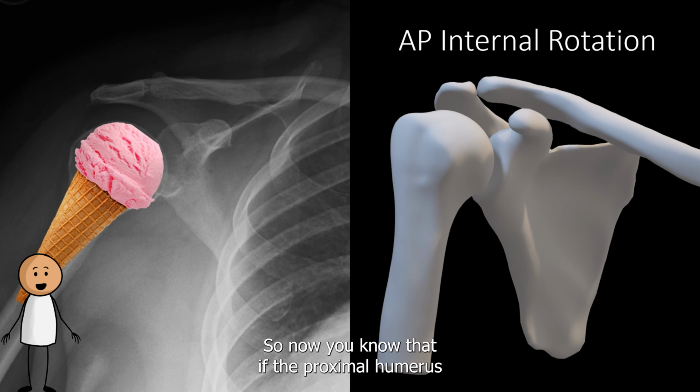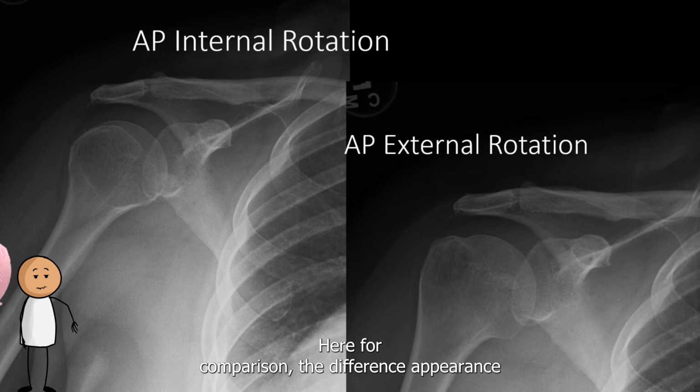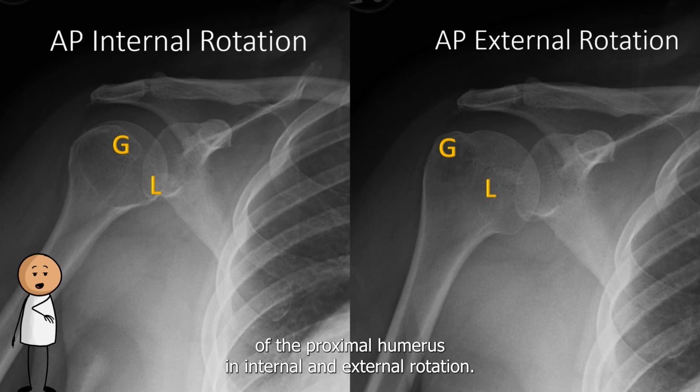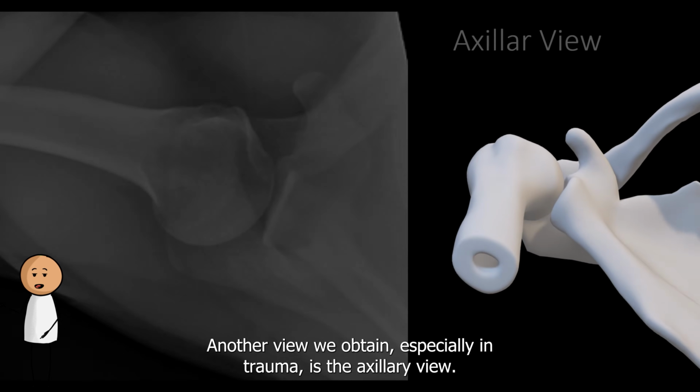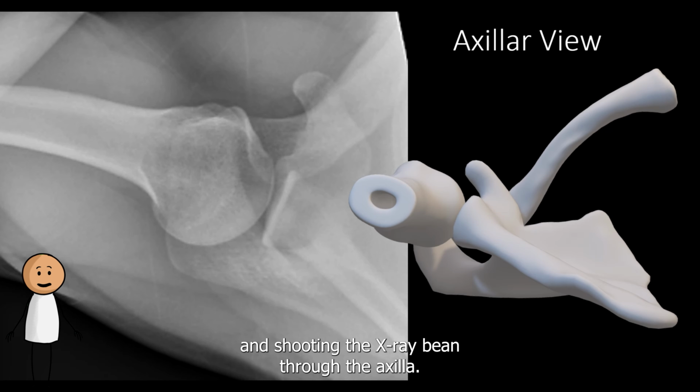So now you know that if the proximal humerus looks like an ice cream cone, then it's an internal rotation view. Here for comparison, the different appearance of the proximal humerus in internal and external rotation. Another view we obtain, especially in trauma, is the axillary view. This view is obtained by having the arm in abduction and shooting the X-ray beam through the axilla.